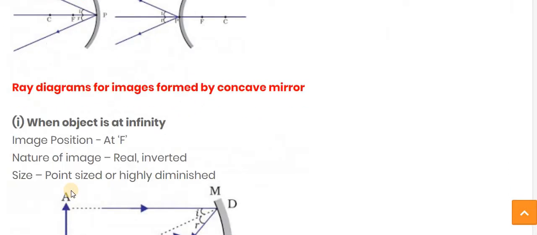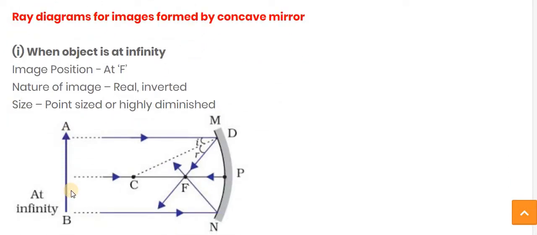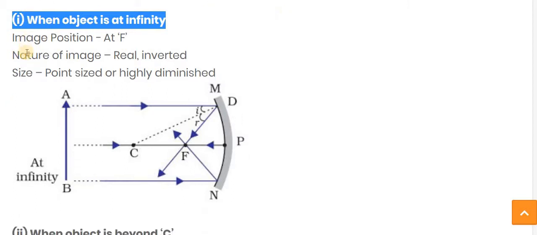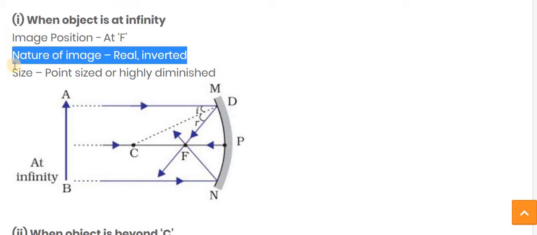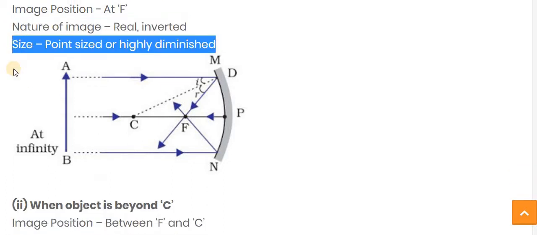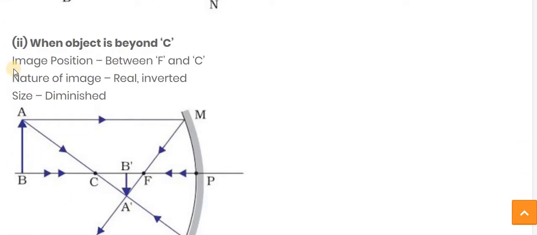Then we see some of the ray diagrams for the image formed by the concave mirror. In some of the cases, if we keep the object at infinity, where do we get the image? If we keep our object at infinity, then we get the image at the focus. So the image position is at the focus, the nature of the image is real and inverted, and the size is point-sized, highly diminished.